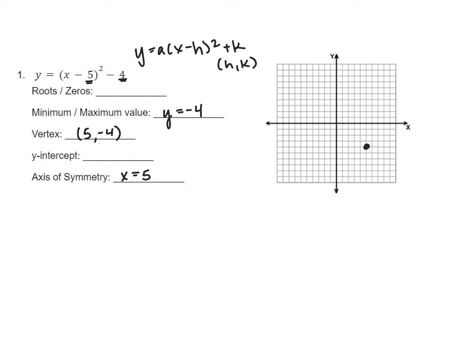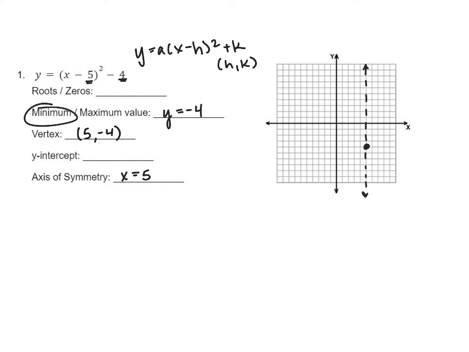So there's the vertex, and then remember the axis of symmetry is just this imaginary line, which you don't always have to plot, but sometimes it can be helpful. And I can see by looking at the original here that this parabola is going to open up, and so that max or min value is really a min.